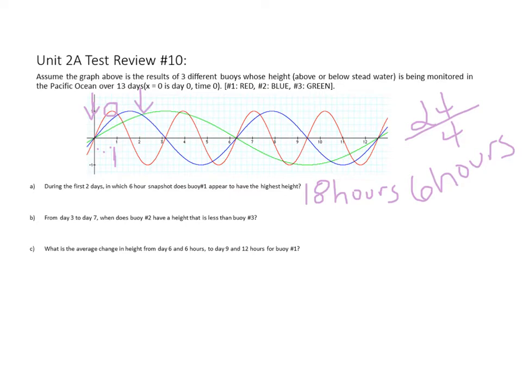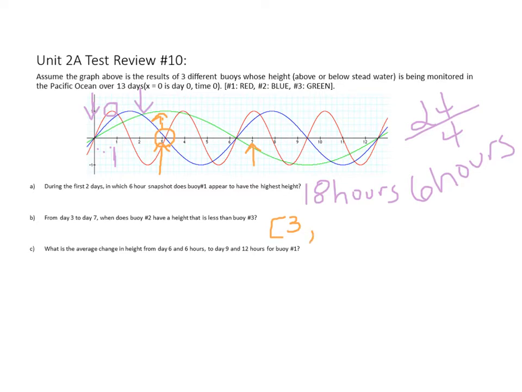Our next question asks from day 3 to day 7. If I look at day 3 to day 7, it is asking me when does buoy number 2, which is our blue buoy, have a height that is less than buoy number 3, our green buoy. So I look here and I say, well, here is 3 and our blue is definitely less than our green, which is way up there. On my interval, I'm going to say that this is going to start at 3.